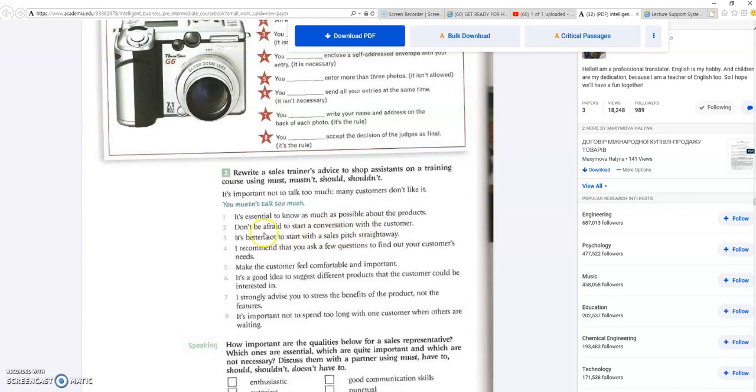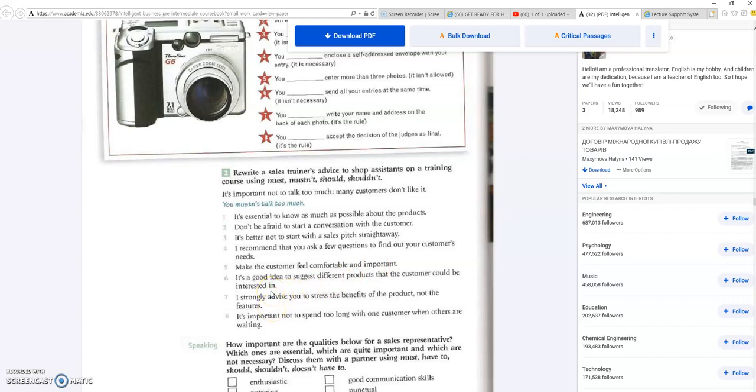What about that one? Don't be afraid to start a conversation with the customer. Don't be afraid. Is it should or shouldn't? How about you should start a conversation with the customer? Okay. It's better not to start with a sales pitch straight away. I recommend that you ask a few questions to find out your customer's needs. Make the customer feel comfortable and important. It's a good idea. I strongly advise.